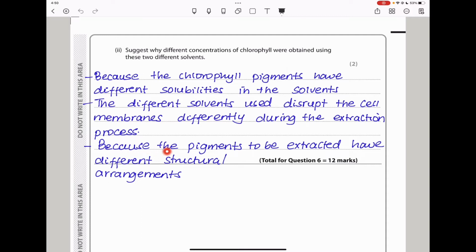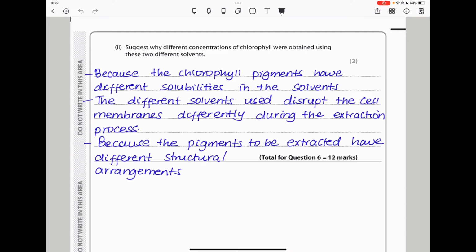And lastly, because the pigments to be extracted have different structural arrangements, that could also lead to different concentrations being obtained. This brings us to the end of question 6. I will move on to question 7.